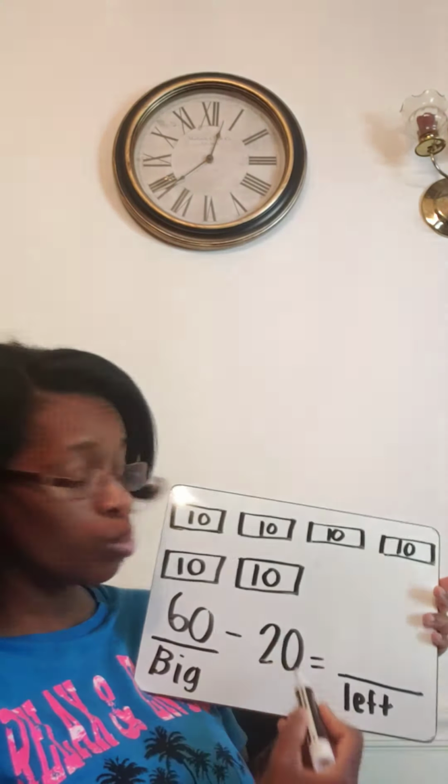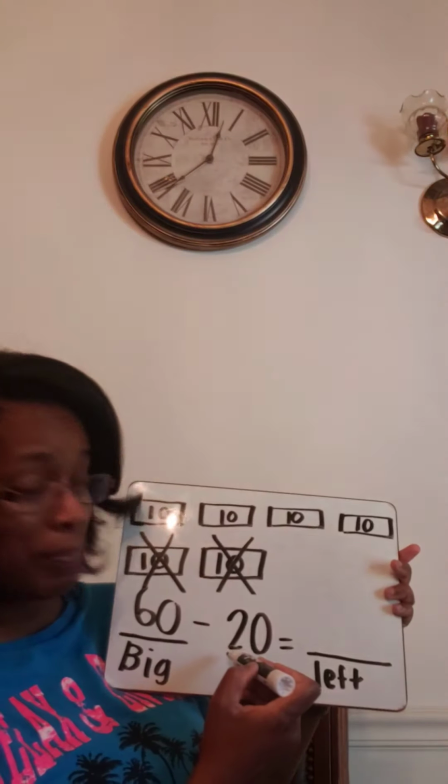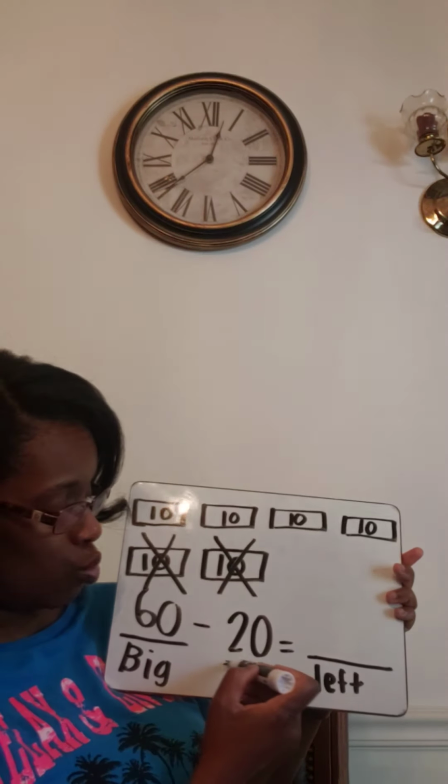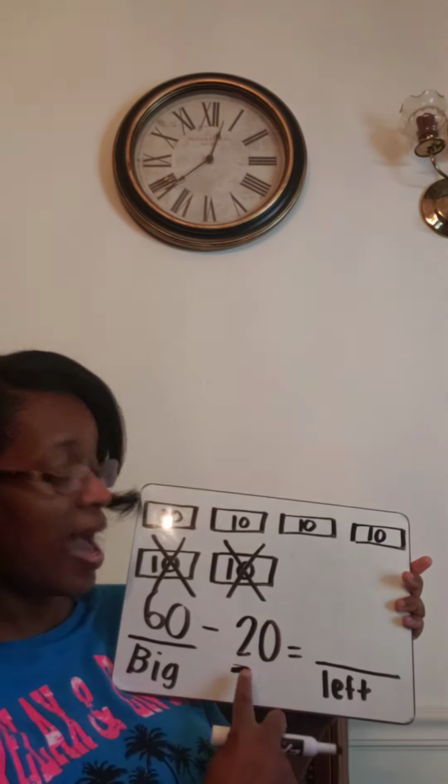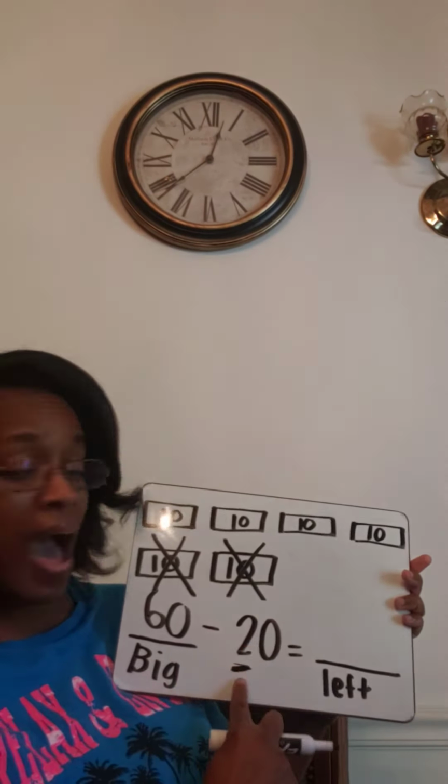1, 2. And you might be thinking, well, where did you get that 2 from? Well, we need to take away 20. So that means I need to take away how many 10s? I'm going to take away 2 10s.